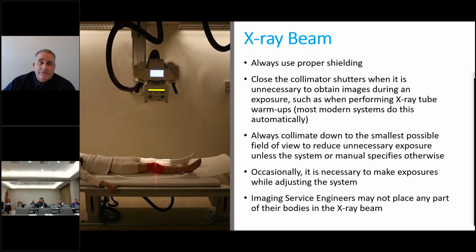If you can't be outside the room, then you need to take the safety precautions of the proximity to the X-ray source, the time that you're exposed to the X-ray source, and to use shielding if you're going to be exposed to an X-ray source. And again, that's what makes up ALARA.